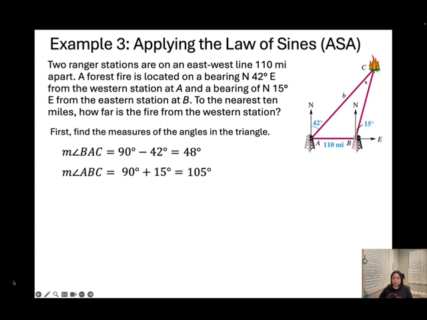Okay, now let's find out the angle ACB here. So that will be 180 minus 48 minus 105. You should get 27 degrees.